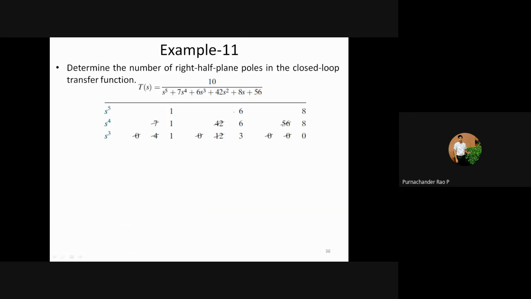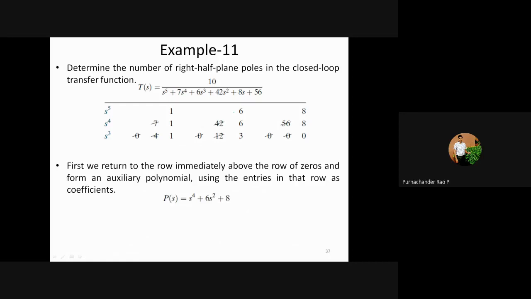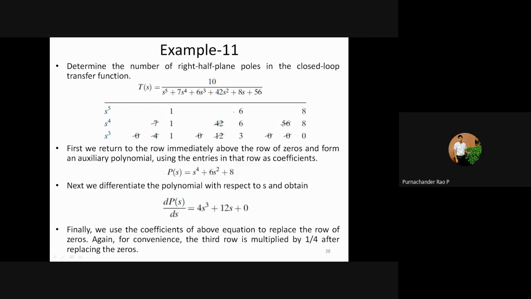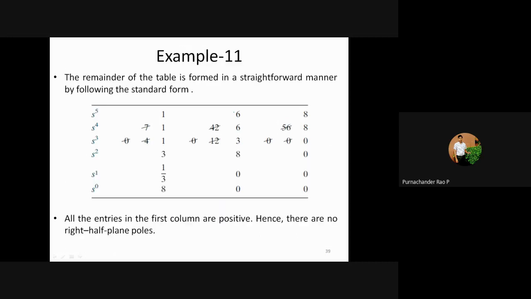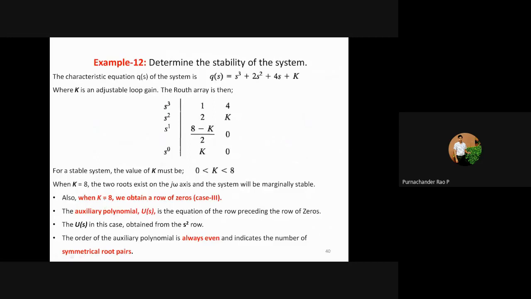Okay, so here is the given system. Then we are finding s power 3. So the s power 4 equation will be taken as an auxiliary equation. And next I'm getting the s cube terms. So this is your table. All the elements in the first column are positive. There are no roots in the right half of the s plane. But the zero indicates that the system is marginally stable.